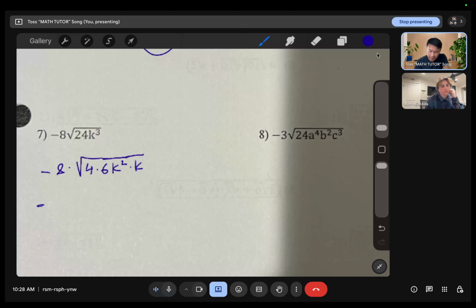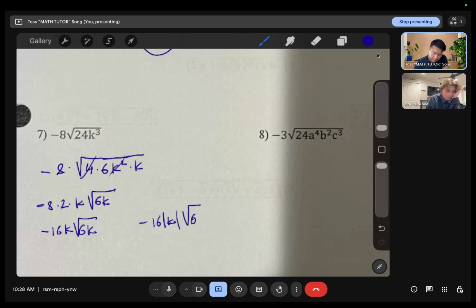But anyway, here we go. This comes out, this comes out. 8 already exists, so it comes out as a 2, comes out as a k, technically absolute value, once again, okay? But I'll leave it without. And that's it. And then leave everything that's left in there, 6k. And then multiply this part in the front. 16k. Should have been absolute value right there, but I'll write it over here. -16 absolute value of k root 6k.